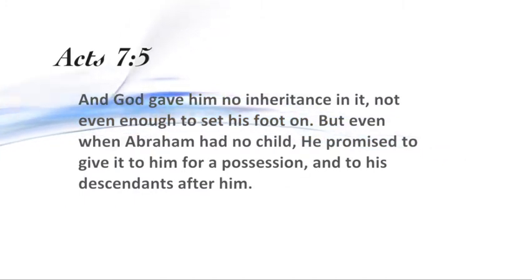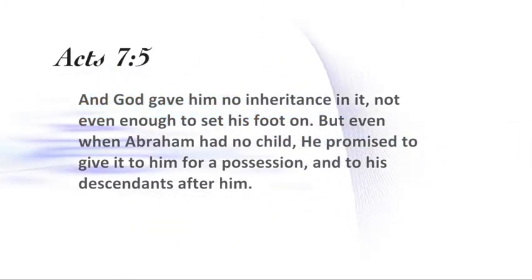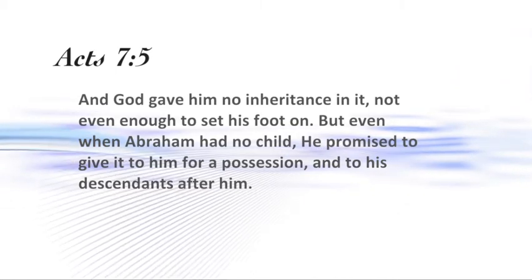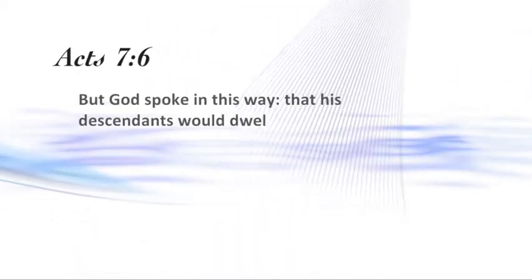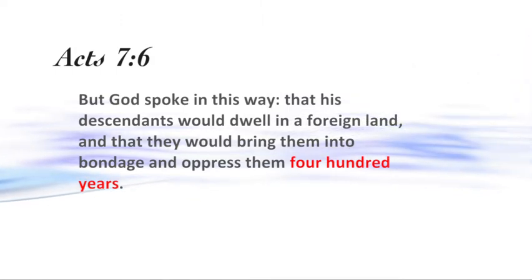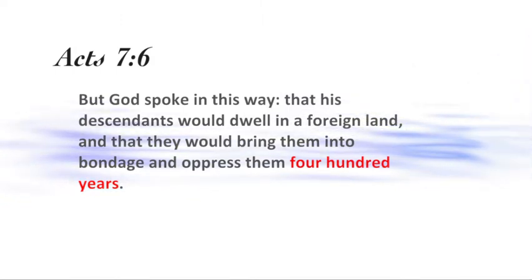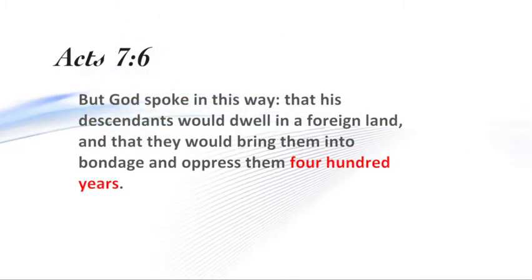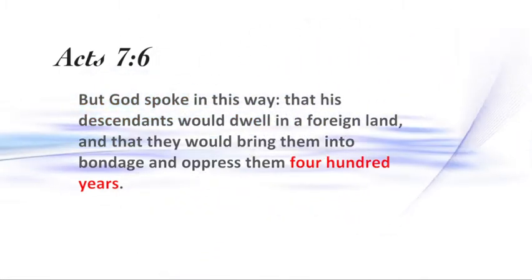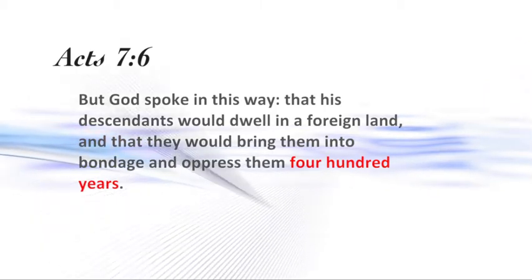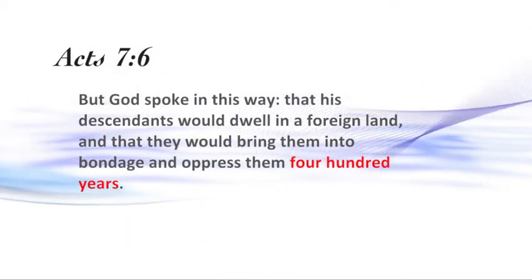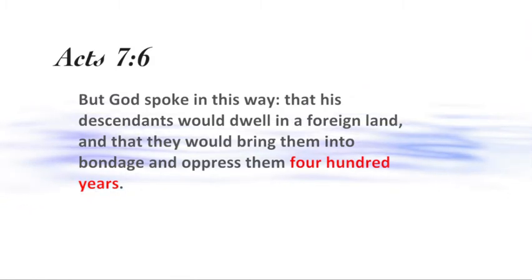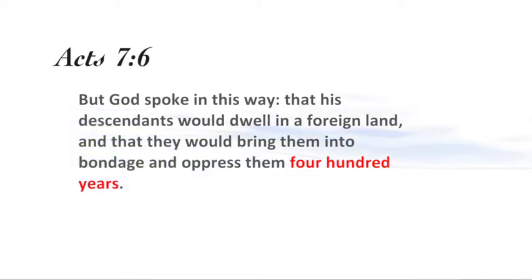Next, Stephen describes the time that Abraham's seed would have to wait before taking possession of the land, and that's in verse 6. "And God spoke on this wise, that his seed should sojourn in a strange land, and that they should bring them into bondage and entreat them evil for 400 years." Let me point that out again. God said that Abraham's seed should sojourn in a strange land for 400 years.